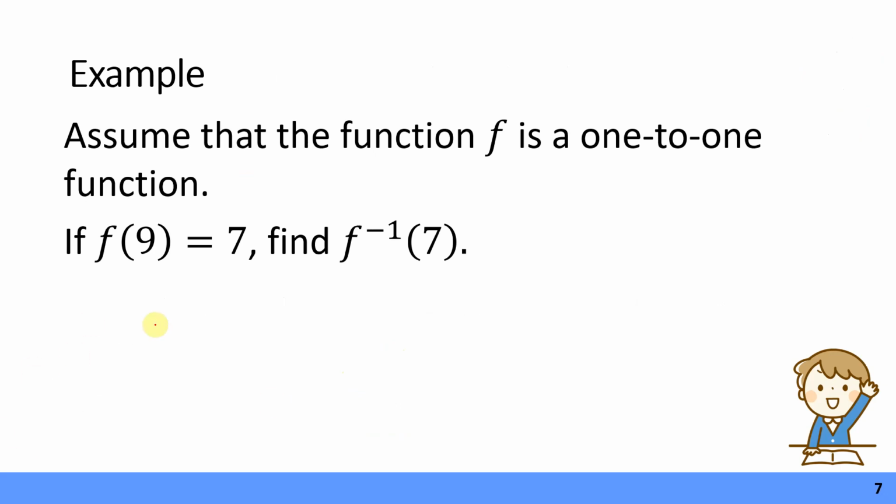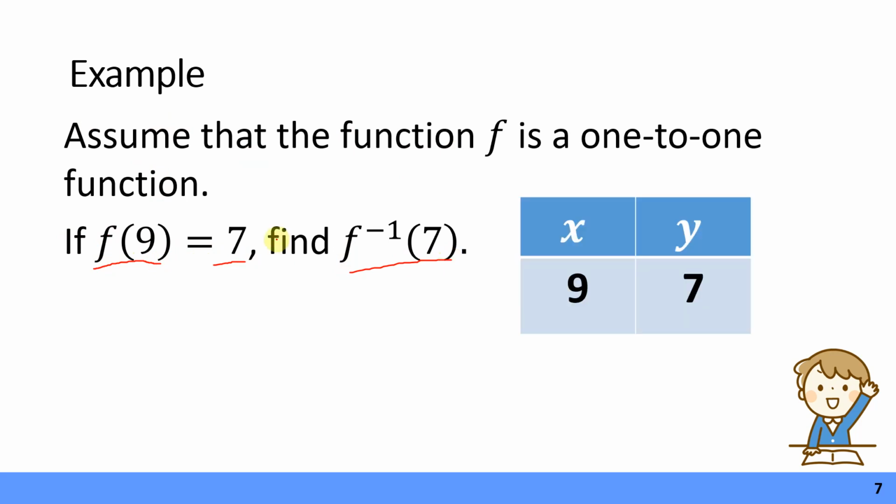But before we do that, I want to start with a simple problem because this one looks confusing, but it's actually super easy. I want you to understand the difference between a function and its inverse. So look at this one. Assume that the function f is 1 to 1. Here they're giving us that f of 9 is 7, and they're asking you to find the inverse of 7. This is a trick question. I just want you to understand the relationship.